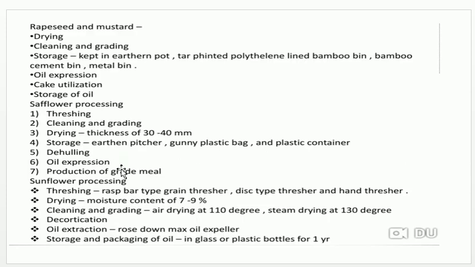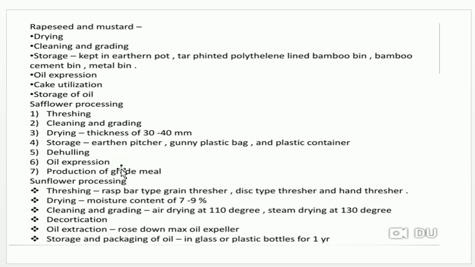And rapeseed and mustard. The following operations are carried out to extract mustard and rapeseed oil. Drying first, after the cleaning and grading, then storage, keeping in an earthen pot, tar in polyethylene, bamboo bin, bamboo cement bin, or metal bin. After that, oil extraction is carried out, and cake utilization for further extraction of oil and storage of oil.